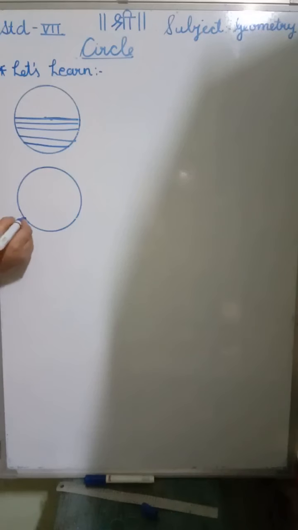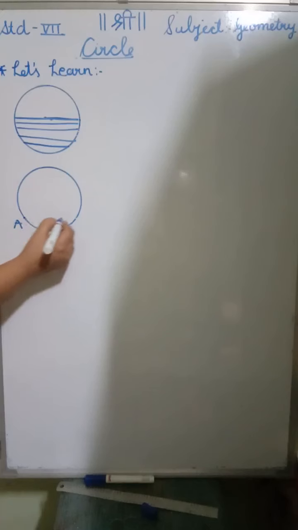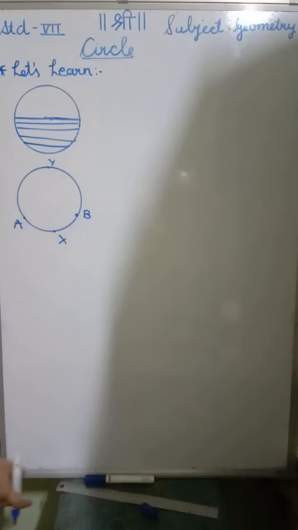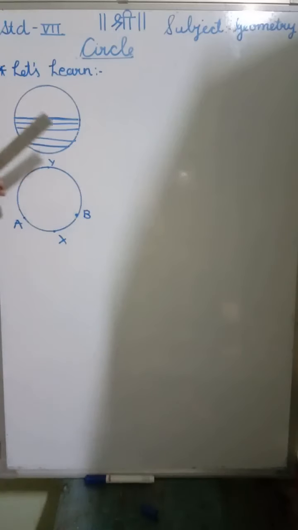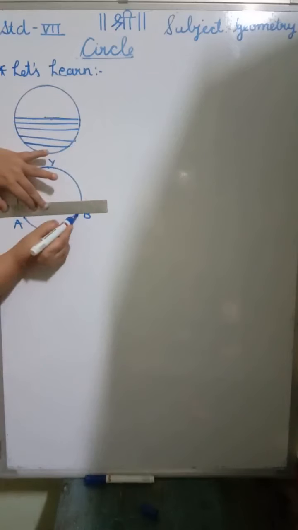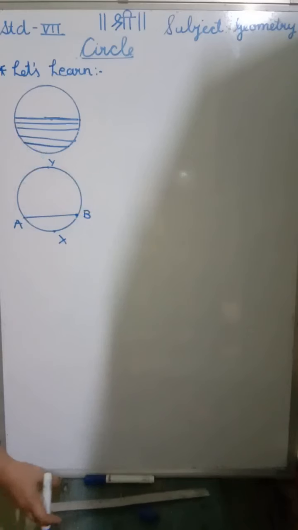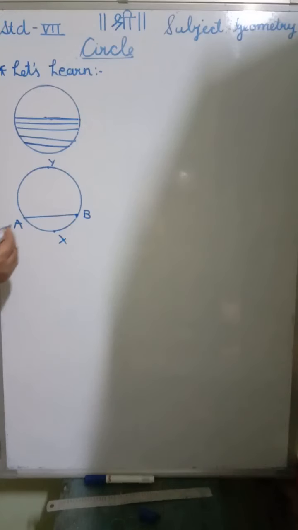Now I will take some points on this circle, for example, point A, point B, point X, point Y. Now with the help of the scale, I will join point A and B. When I join point A and B, we get chord AB. So chord AB divides this circle into two parts. Are these two parts equal? No. Now these two parts are nothing but arcs. So children, we get two arcs here.